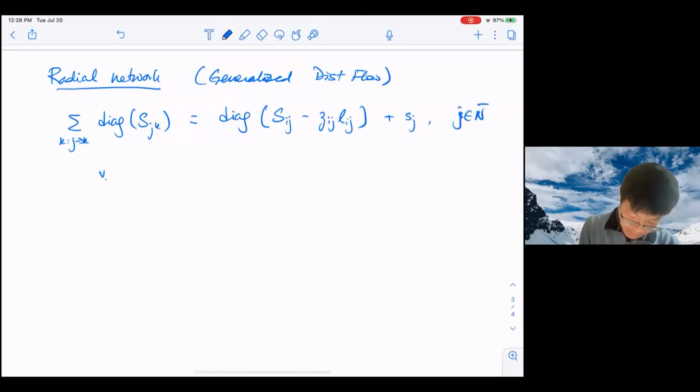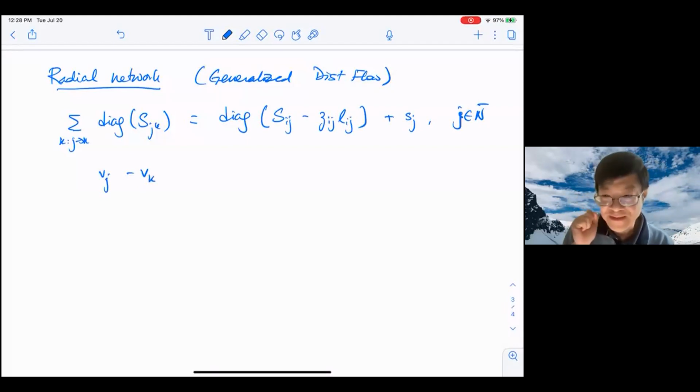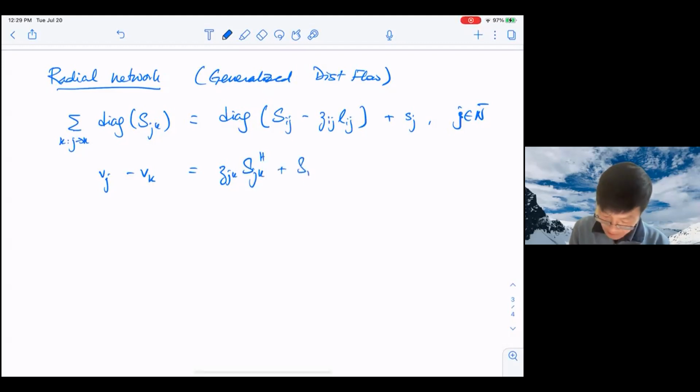And then you have a small v_j minus v_k. So this is magnitude square, but a 3x3 matrix. Okay, so not the phasor. Is Z_jk S_jk Hermitian transpose, S_jk Z_jk Hermitian transpose. So this corresponds to, let me finish this first. This is Z_jk L_jk Hermitian transpose. This is for every line.